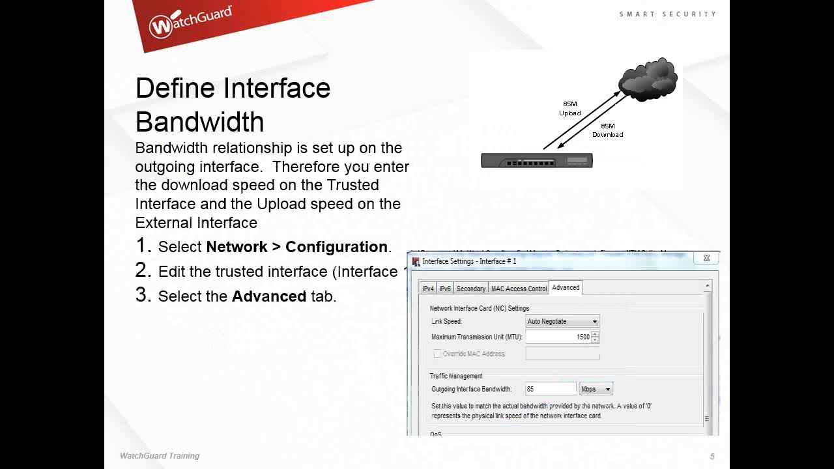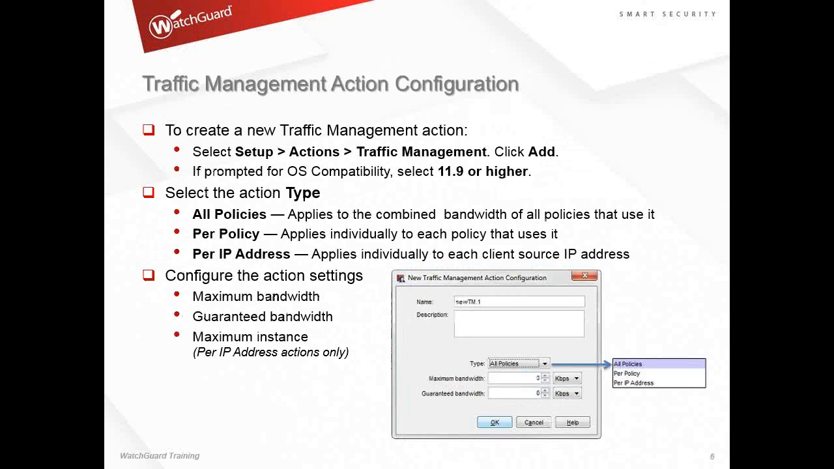Then after that is done, now what we do is we take a traffic management action. So this is how it's going to handle the traffic, and we're going to take these actions and apply it to a policy. So to create a new traffic management action, we're going to set up actions, traffic management, and then if prompted, so if you didn't do so before, you select 11.9 or higher. Then you click the select action type.